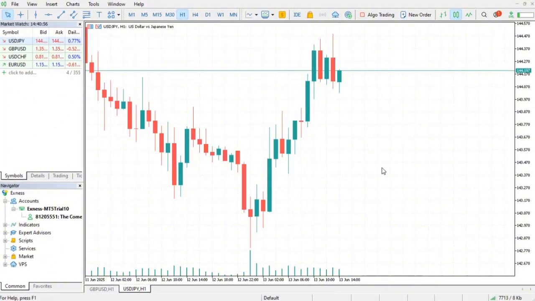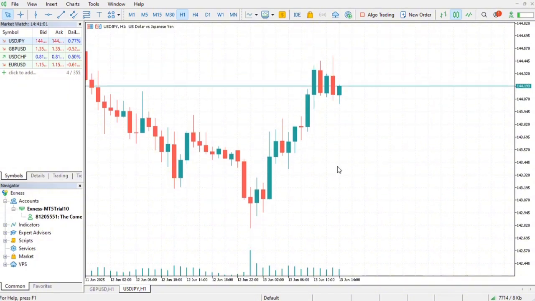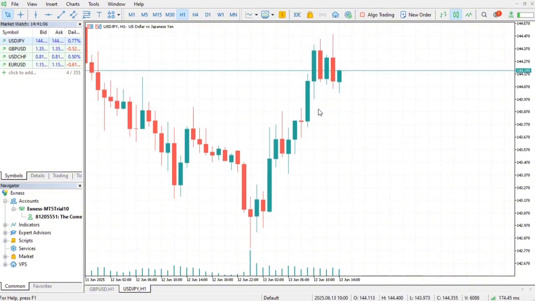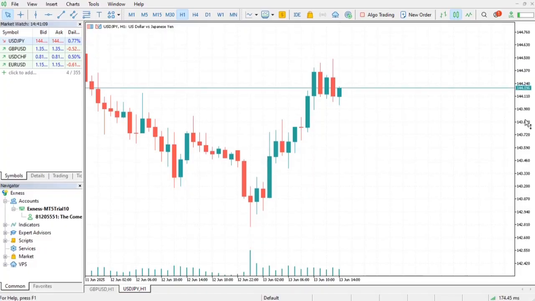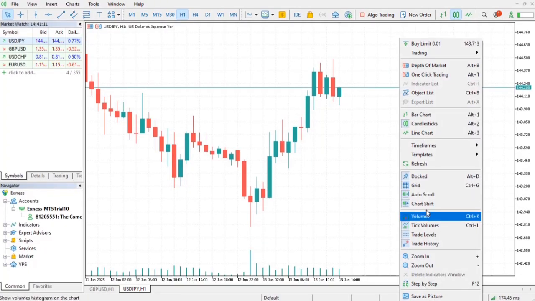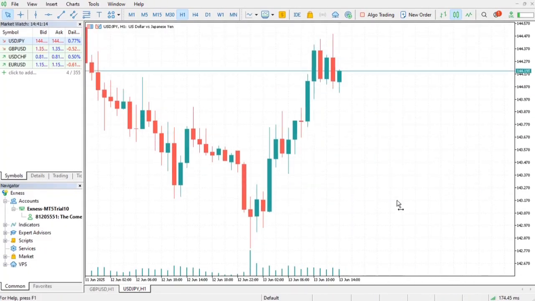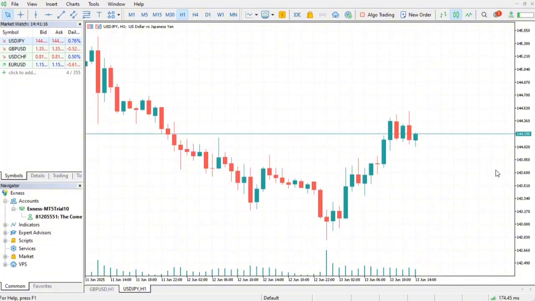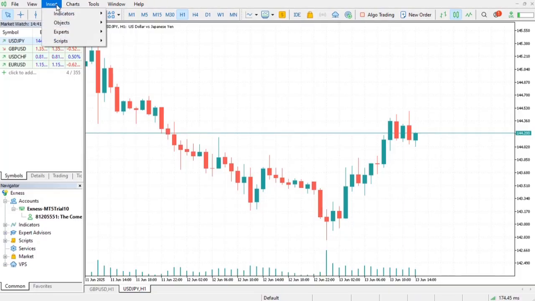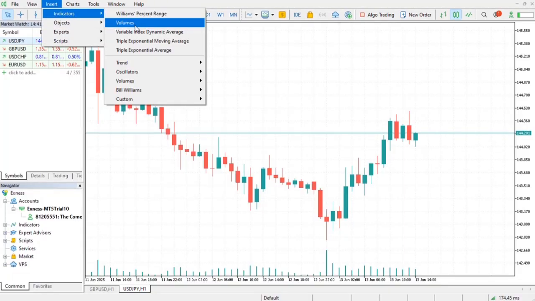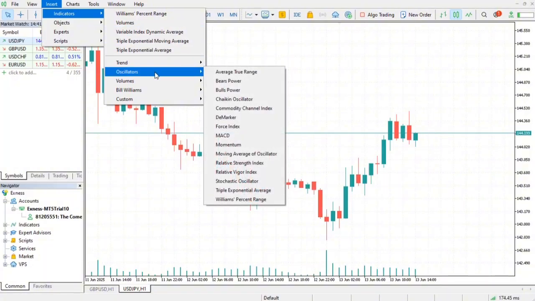So for those of you who are familiar with the MetaTrader 5 platform on your desktop, this is what it looks like. So we are going to be using this platform to use the RSI indicator and see how it works. Alright, so for us to add the RSI indicator, we need to go to the insert panel, click on it, go to indicator, and then go to the oscillators. Go to this oscillator, and then we go to RSI.